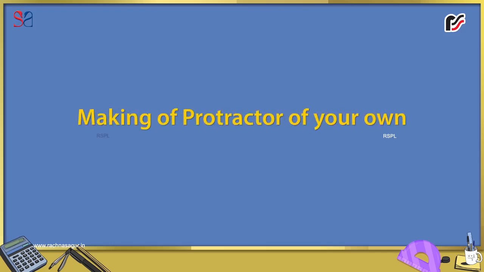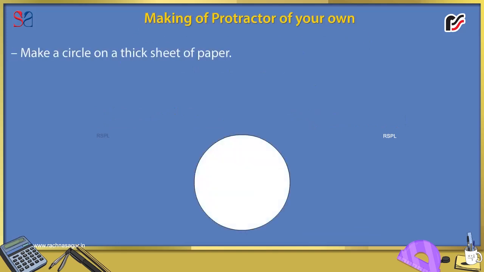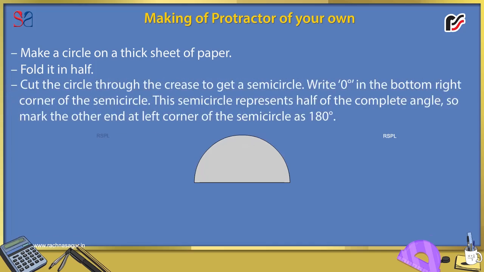Making a protractor of your own. Make a circle on a thick sheet of paper. Fold it in half. Cut the circle through the crease to get a semicircle. Write 0 degree in the bottom right corner of the semicircle. This semicircle represents half of the complete angle, so mark the other end at the left corner of the semicircle as 180 degree.